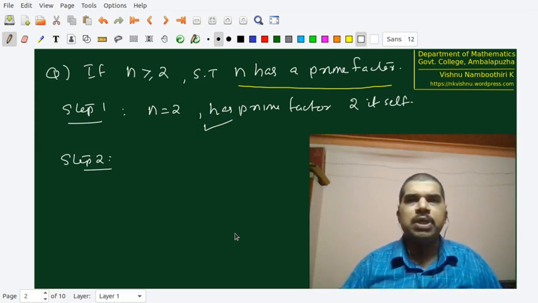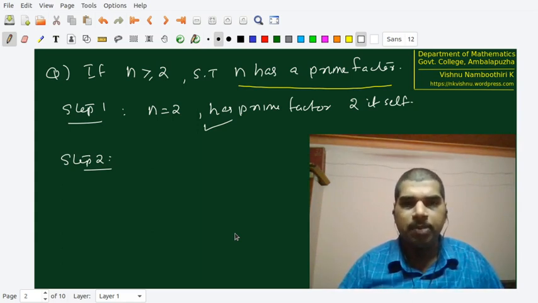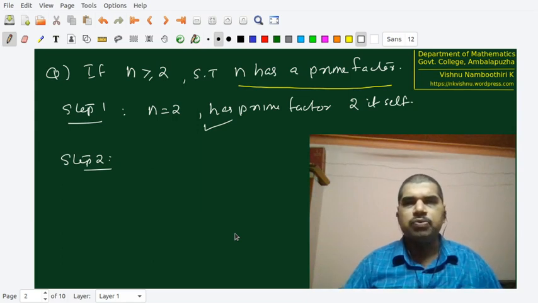Then we will try to prove that the result is true for n equal to k plus 1. Assuming that it is true for all numbers up to k, we will prove that it is true for k plus 1. But in the case of weak induction, assuming that it is true for n equal to k, we will prove it for n equal to k plus 1.